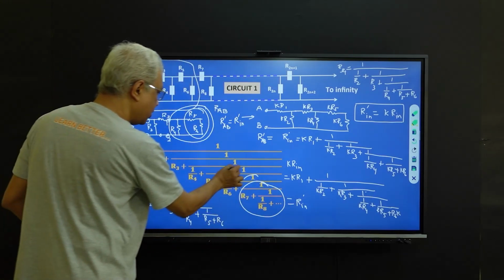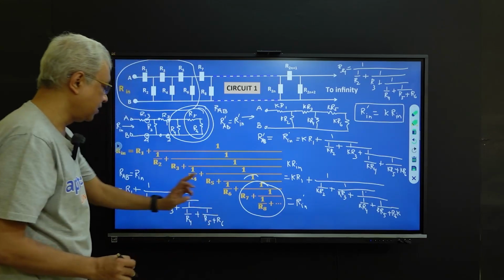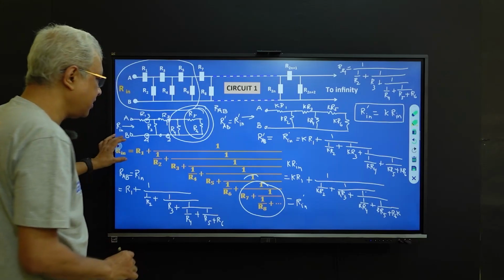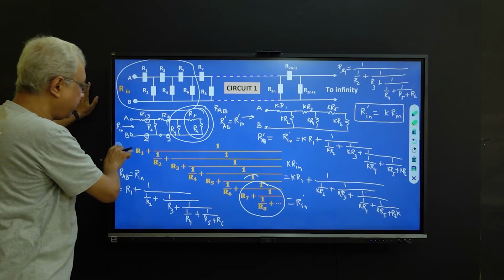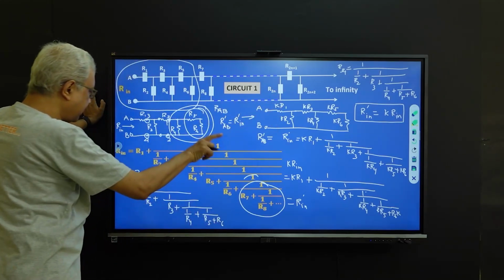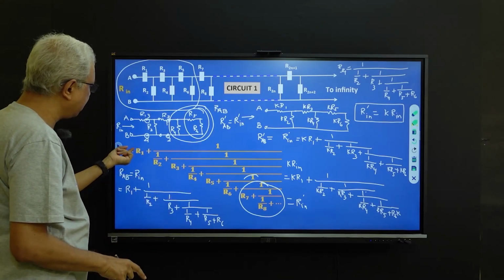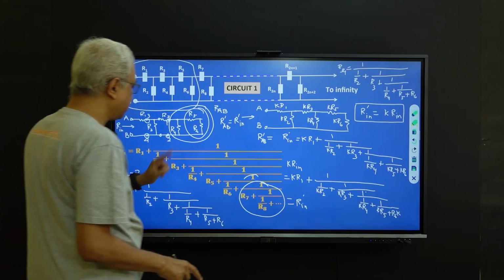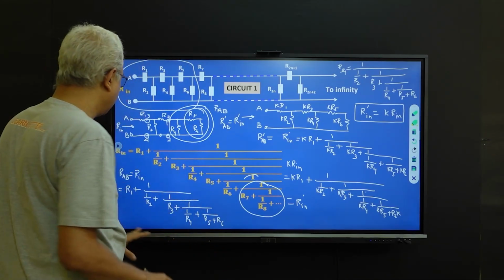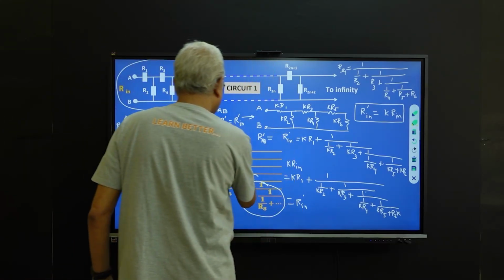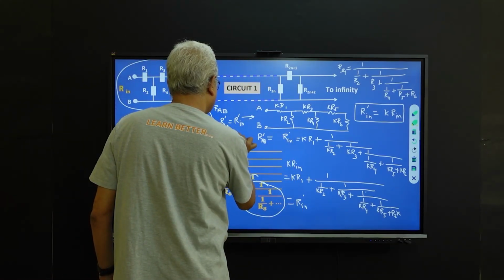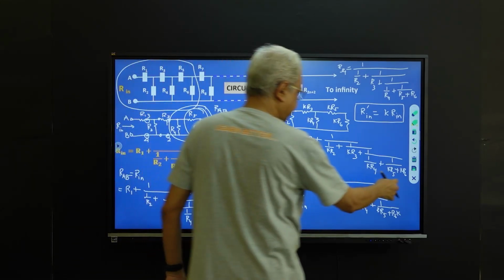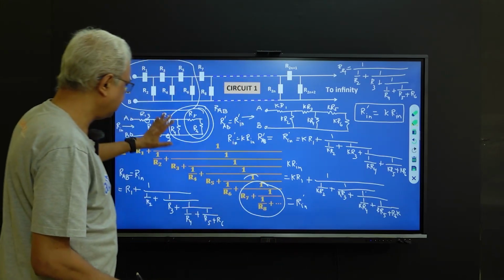So R5 plus 1 by 1 by R6 becomes R5 plus R6. Okay, now R in dash will be for the infinitely long ladder. R1 will be replaced by KR1, R2 will be replaced by KR2, R3 will be replaced by KR3, R4 will be replaced by KR4, and so on. And therefore, definitely R in dash, with the same logic, will be K times R in. Okay. So whatever you have done, I think it is clear.